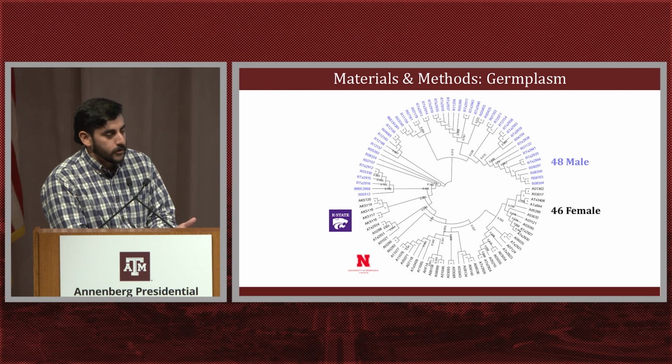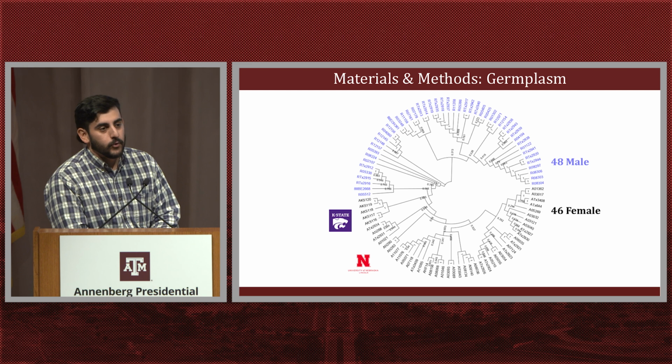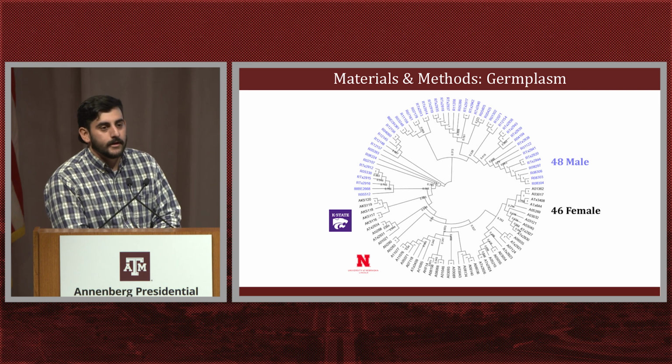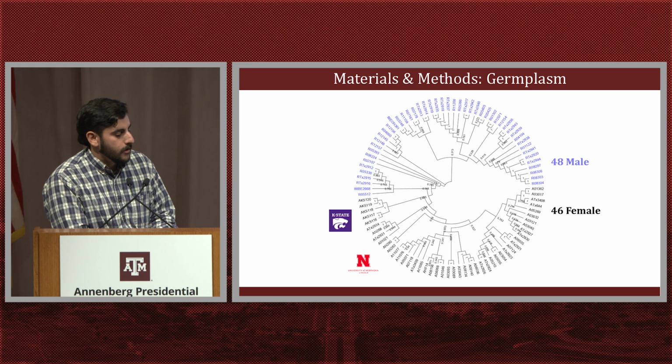So the set that I'm working with consists of 48 males and 46 females. We cross those in attempting a factorial. It's a partial factorial. These are elite inbred lines that our program had already evaluated prior to me being here. And so we know they're high-performing lines.